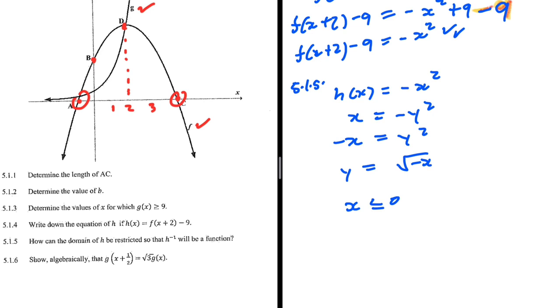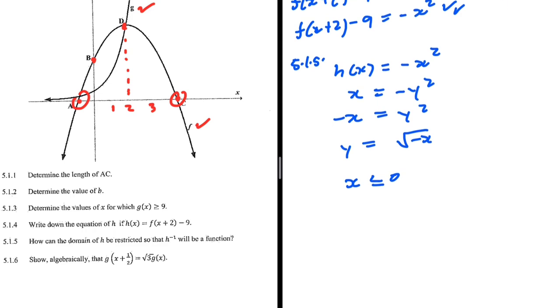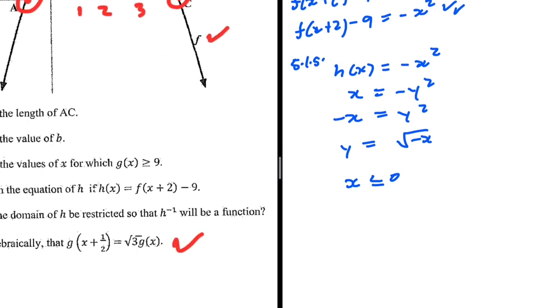5.1.5. There we go. 5.1.6, let's take a look at what's happening here. We're supposed to show algebraically that g of x plus a half is equal to square root of 3 times g of x. Okay, let's see. G of x plus a half. So in place of x, we need to substitute x plus a half.